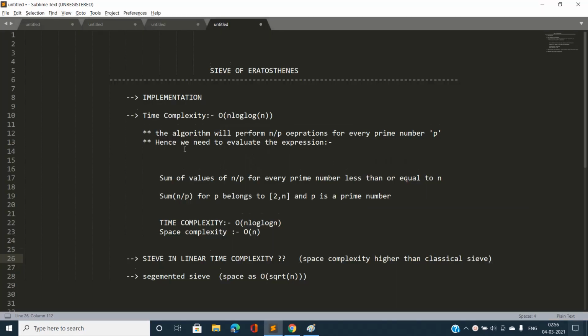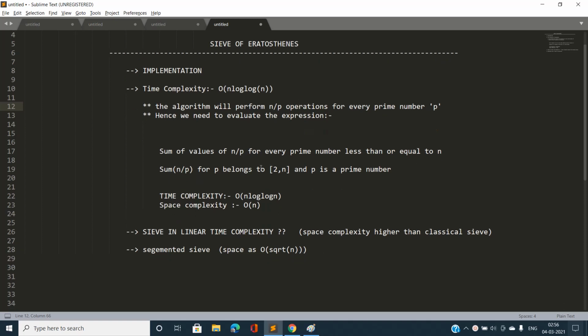Now, why is the time complexity going to be O of n log of n? Note that the algorithm will perform n by p operations for every prime number p. So hence we need to evaluate the expression. What is this expression? This is the summation, that is the sum of the values of n by p for every prime number that is less than or equal to n. So sum of n by p for p belongs to 2 to n and p is a prime number.